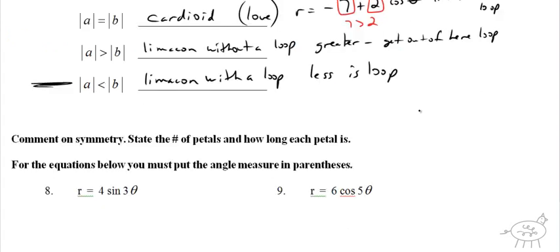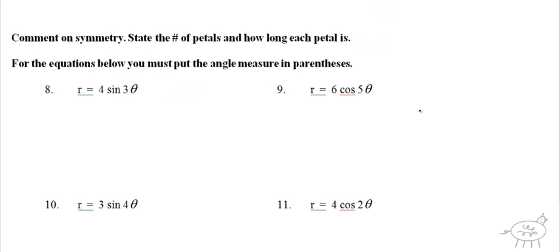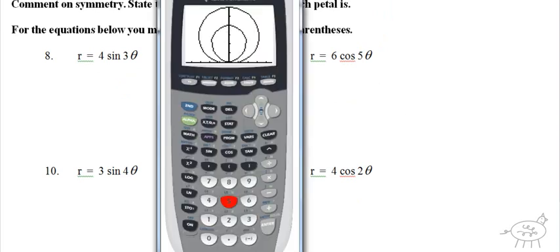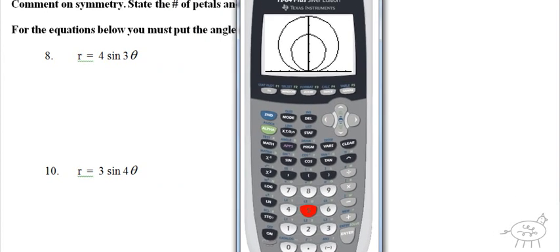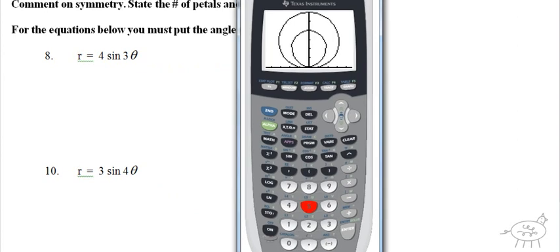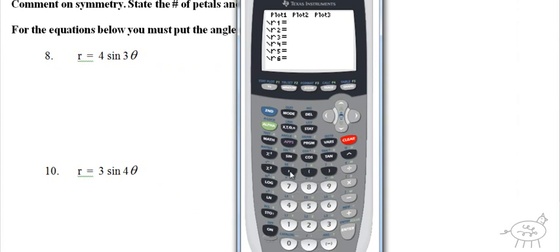All right, next thing. This is actually kind of cool stuff. I like this one. Comment on symmetry. State the number of petals and how long each petal is. Ooh, petals. Sounds exciting. All right, well, let's pull up our graphing calculator here and clear this out. We get r equals 4 sine of 3 theta, close parenthesis. Okay, and then we're going to do zoom 6.